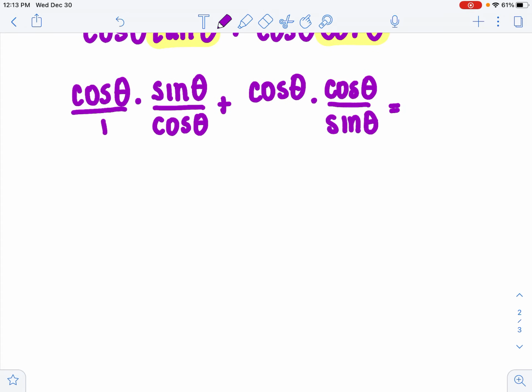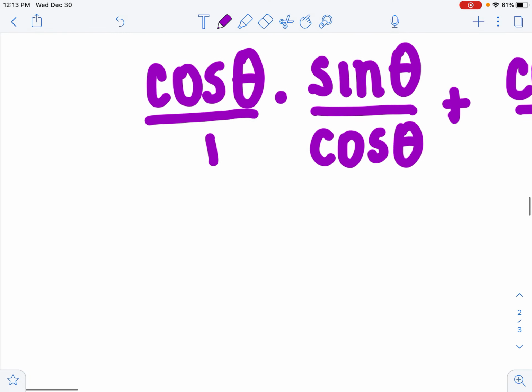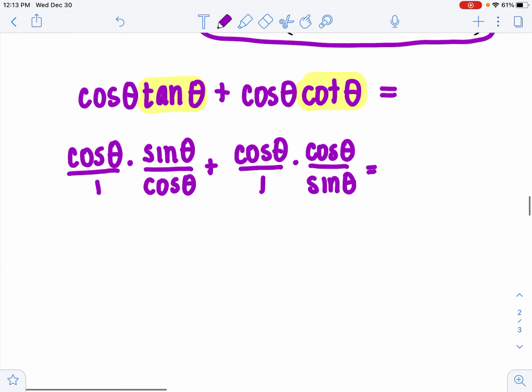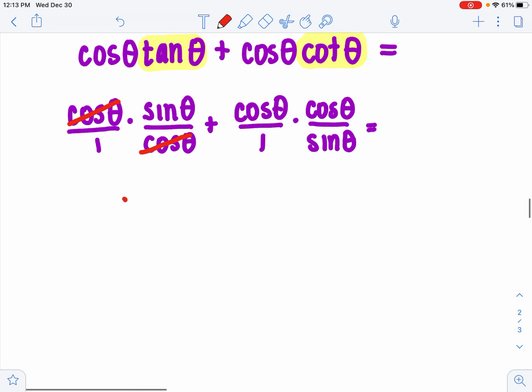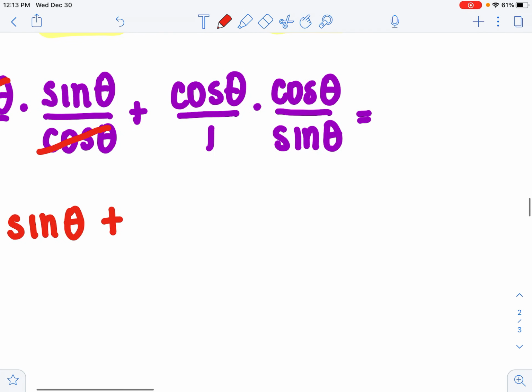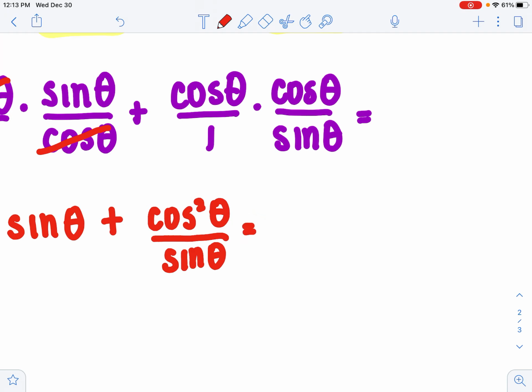Okay, I'm also going to put this over 1 and this over 1 because, you know, I like to do that. All right, so this is separated by addition, so I just have to look at this right here and say, is there anything I can do? Well, the cosines cancel, so I'm left with sine plus. I look over here and nothing cancels, so I'm left with cosine squared of theta over sine of theta.